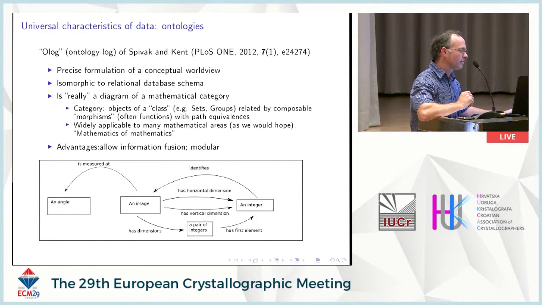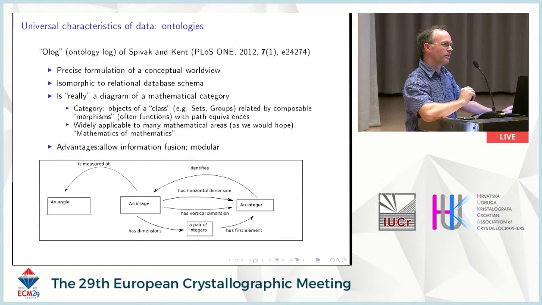One other thing in category theory, an important concept, is the idea of commuting paths. So for example, if we start at an image here, we can say it has horizontal dimension, an integer, and if we say that commutes with this path down here, we're essentially saying that the first element, when we describe the dimensions, is the horizontal dimension, which is a fairly trivial thing to say, but you can obviously extend this to much more sophisticated expressions. And these are called facts. In the O-log way of looking at things, this is called a fact that you can express in your O-log.